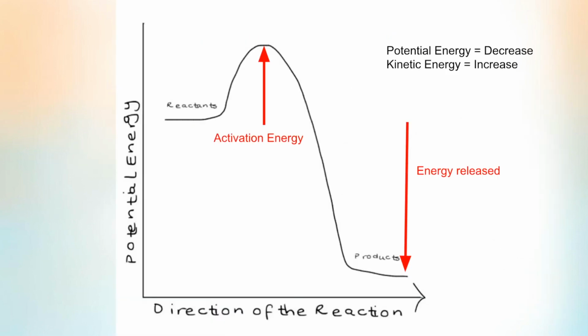This graph shows the changes of potential energy in an exothermic reaction. The potential energy of the products gets lower than its reactant because it releases energy. It also means the kinetic energy of the products increases.